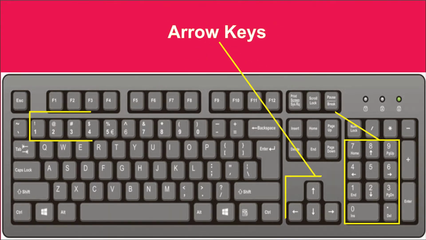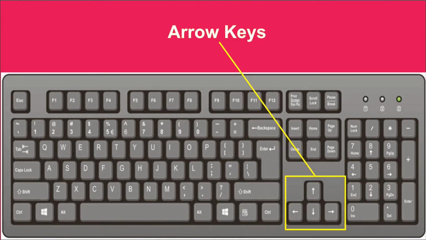Then we have arrow keys, up, down, left, right. Why are these arrow keys used? Arrow keys are used to move the cursor, up, down, left, right. The blinking line, that we call a cursor. It helps you to type. So we can move that cursor up, down, left and right.